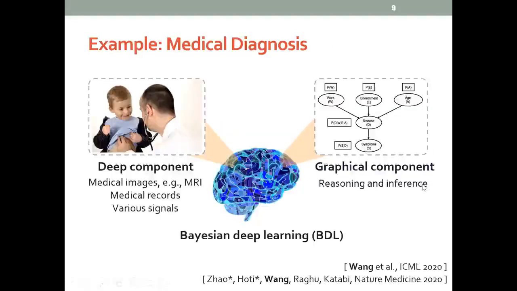And since it's a unified Bayesian model, we can naturally adapt algorithms like MAP, MCMC, or variational inference to learn the parameters. As an example, if you look at medical diagnosis, the deep component is like a doctor examining the patient's medical images or medical records or various signals. These are all very high dimensional. And the graphical component is like the inference and reasoning, the causal inference happening in the doctor's head. On one hand, being able to see these medical images is the basis on which the doctor can perform diagnosis and reasoning.